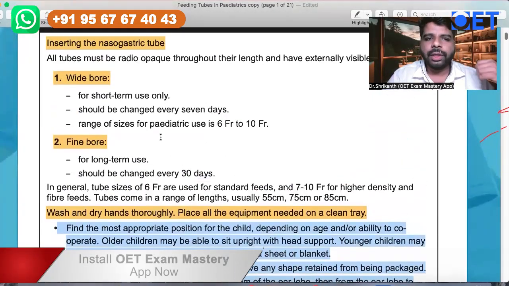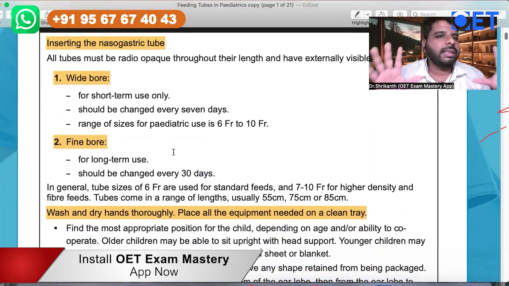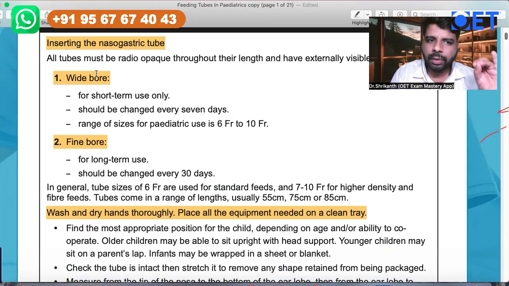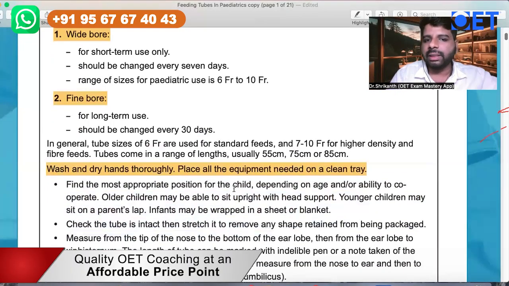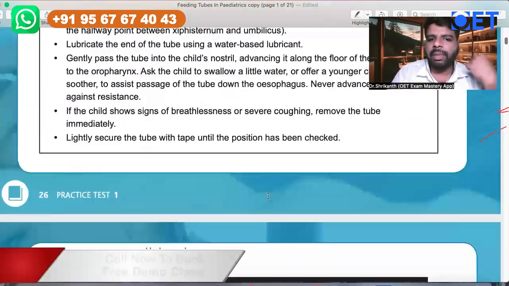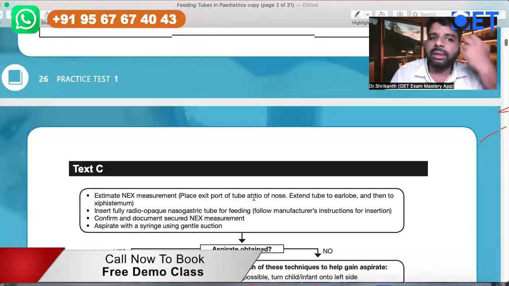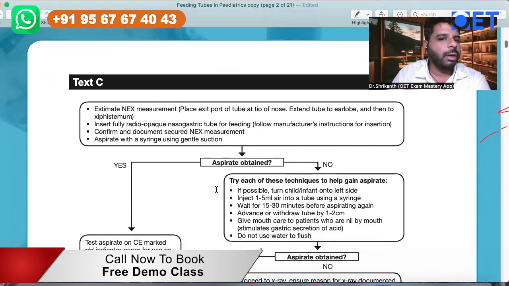Now you see over here, within 5 to 6 seconds, you have a small idea of what text B is. The insertion of the nasogastric tube, wide bore, fine bore, and also the steps, wash. Hygiene is very important, and how hygienically we have to insert all these things. So that is text B. Now from maybe the 12th second or the 13th second, you are in text C. This is how you should go.